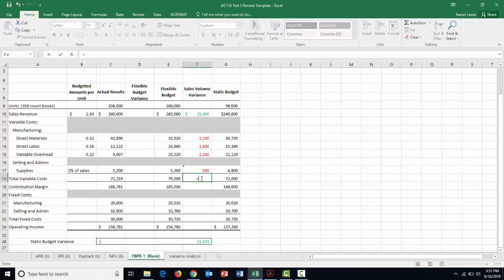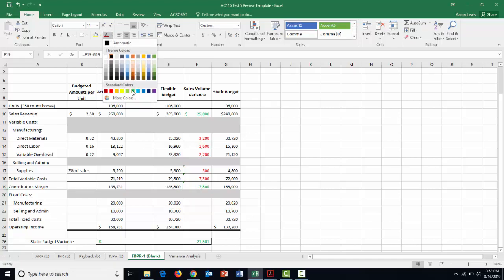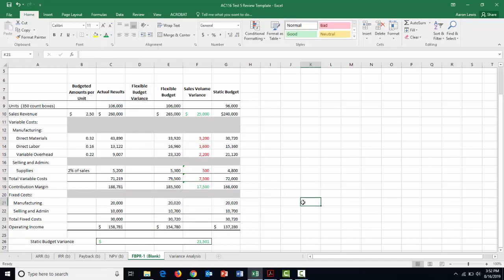For our total variable costs, in total, our flex budget, what we should have spent, is $7,500 higher than what we proposed we were going to spend. But our contribution margin was $185,500, and our static budget of $168,000 means we had a contribution margin difference of $17,500. Contribution margin is good for your company. You want contribution margin as high as possible, so that variance is favorable. Let's make it green.